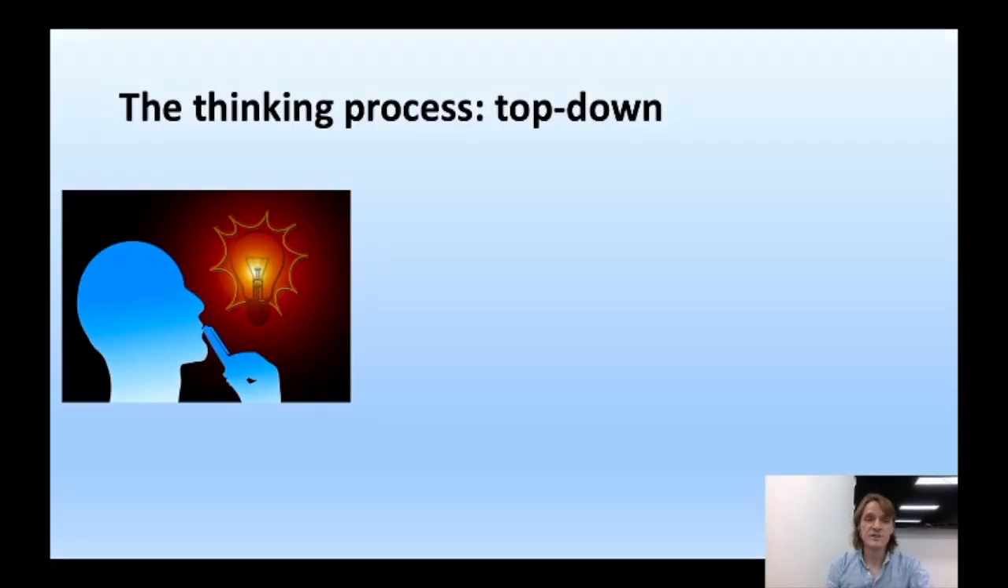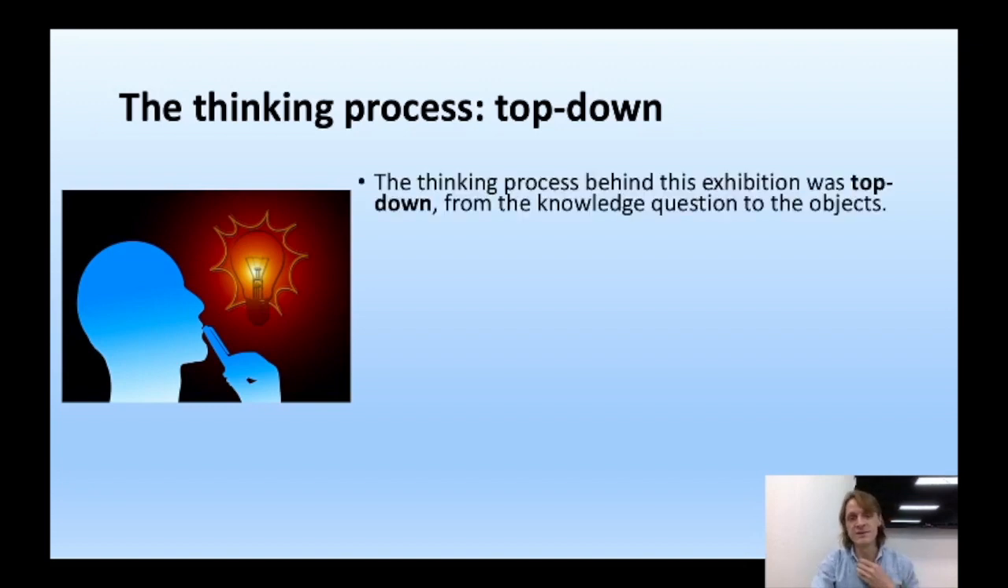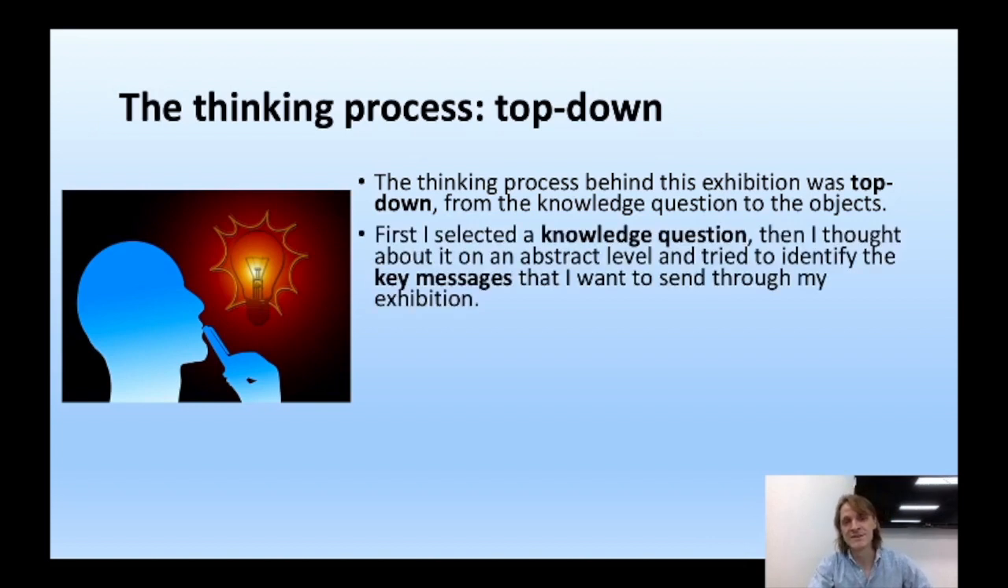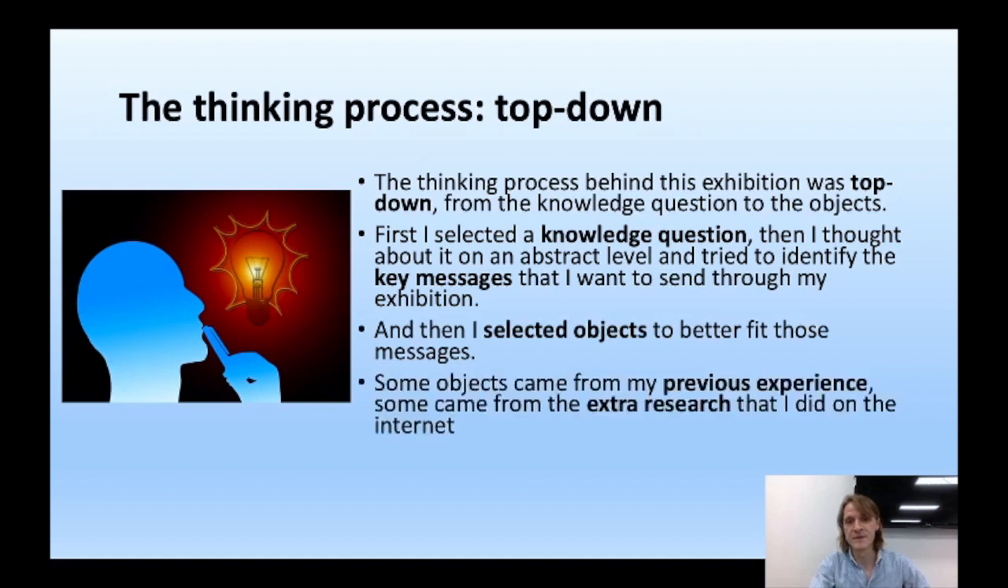And just to make a comment about the thinking process that went into the selection of these three objects, I call it the top-down thinking process because I started with the knowledge question and worked my way down to the objects. I selected the IA prompt that seemed attractive to me at first, and then I thought about it on an abstract level, and then I tried to find objects that represent or illustrate that knowledge question.